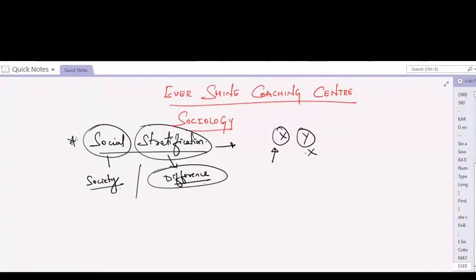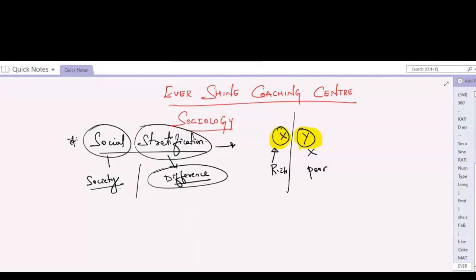Yes, sir. So as you can see here, we can see the difference. This fellow getting more respect, this fellow getting less respect. Or we are telling he is rich, he is poor. Are you getting my point? So we are creating the difference as per their roles, as per their status. Understood? So this we call stratification. Is this clear?